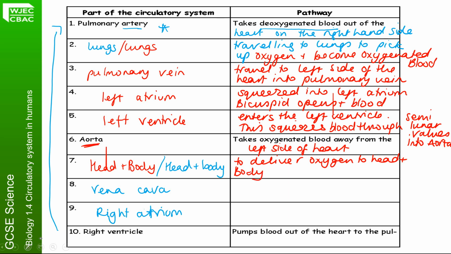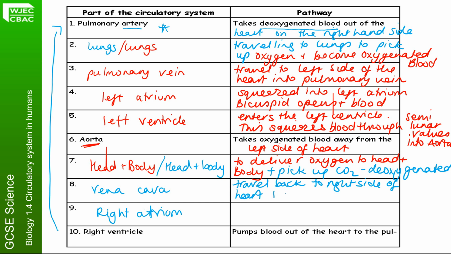And I'm going to swap to the blue and pick up CO2. So now our blood is deoxygenated. In other words, it's got very little oxygen. It's going to travel back to the heart, to the right side of the heart, into the vena cava. If you want to mention the superior and inferior, that's absolutely perfect, okay?